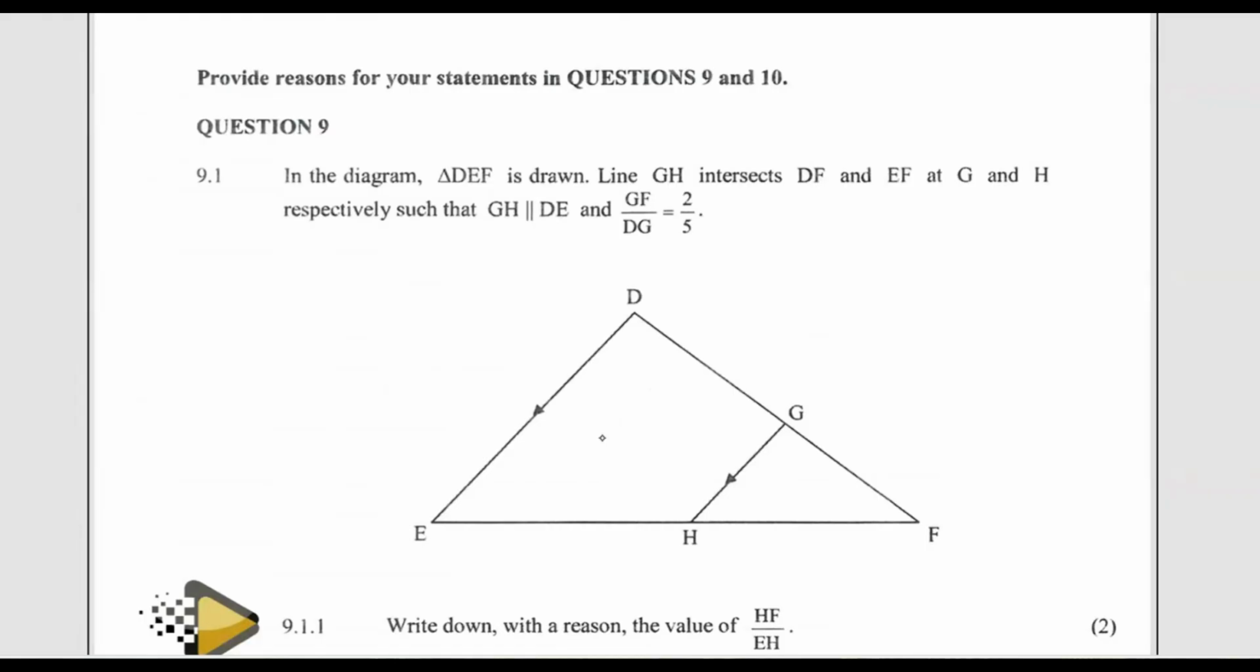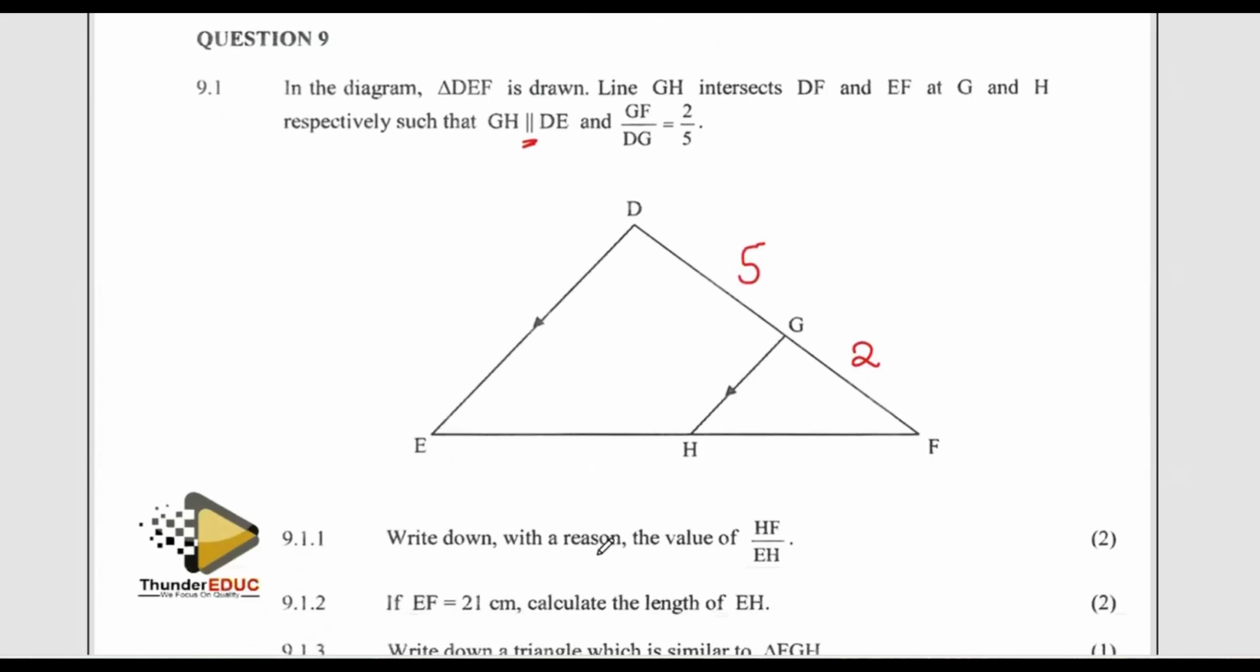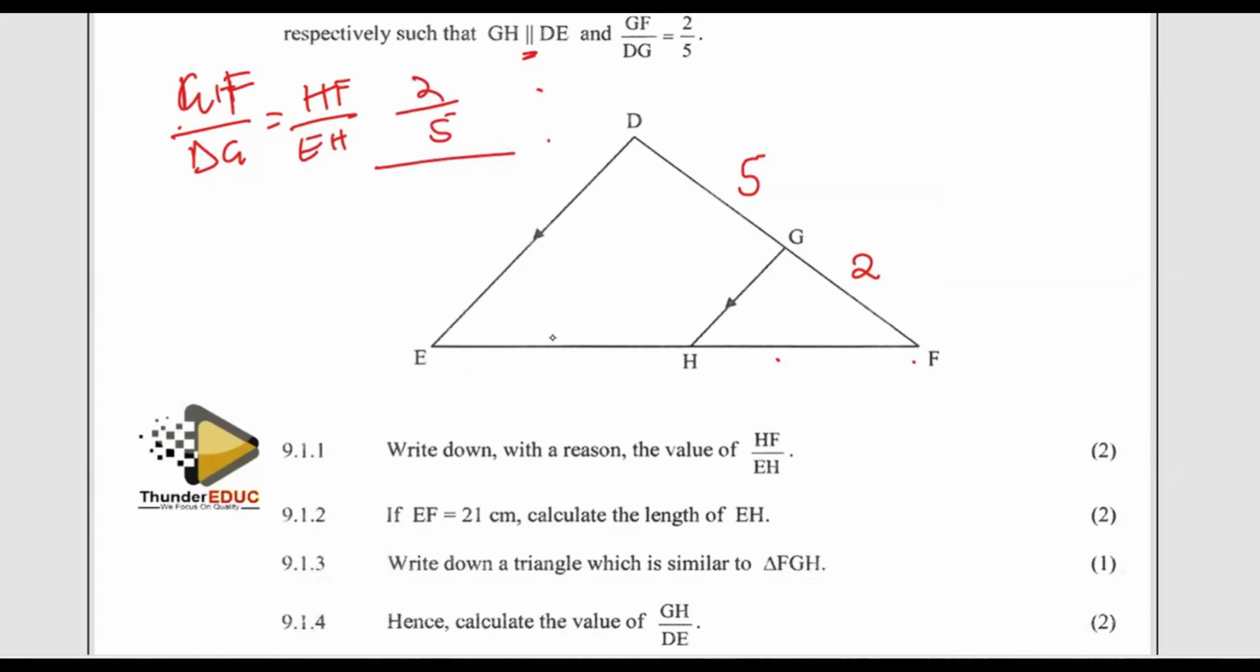We move on. So in the diagram, DEF is drawn, line GH is parallel and intersects that, and so on. They are parallel, perfect. DG is 2 to 5, okay? Then they want us to write down the ratio with reasons of HF to EF. So we know that if we have GF over DG must be the same as HF over EH, proportionality theorem. So that's also going to be the same as 2 over 5. Okay, so proportionality theorem, because these lines are parallel.